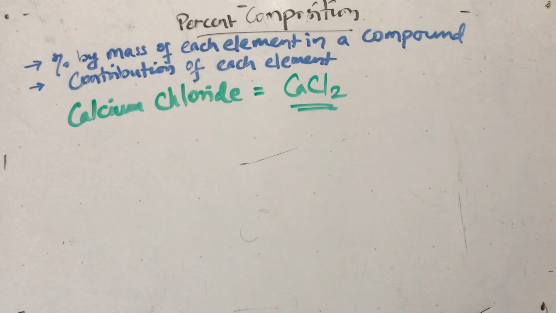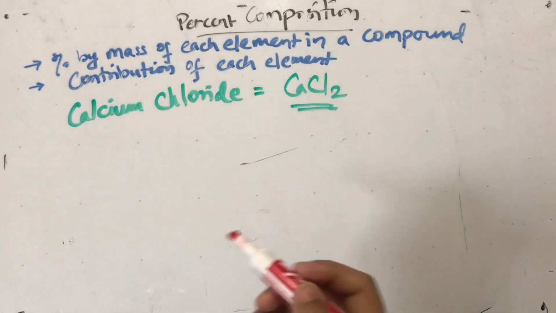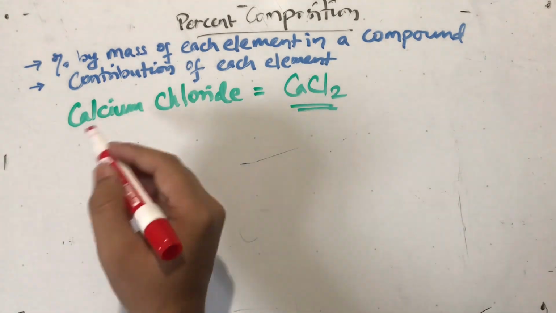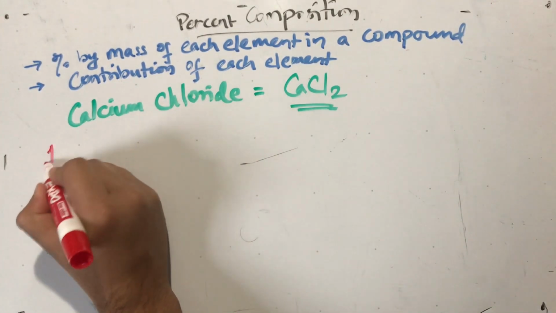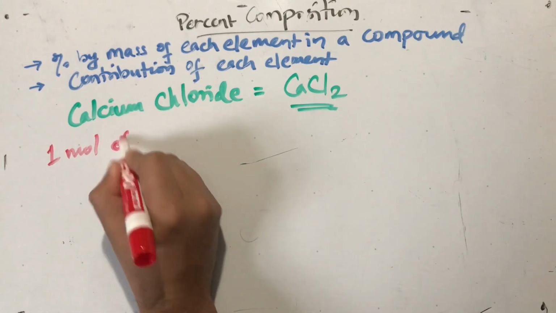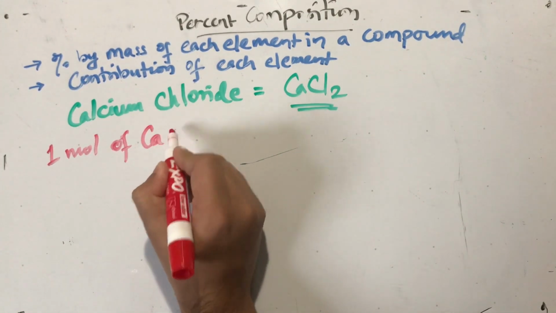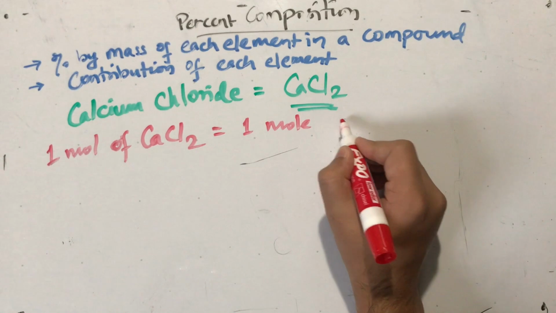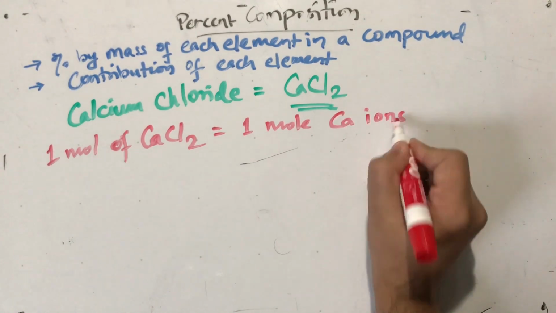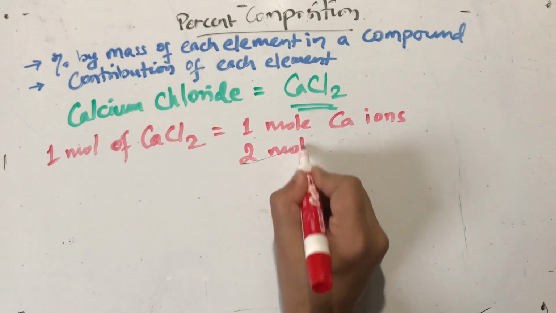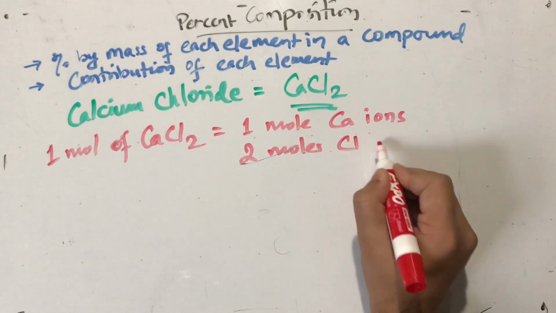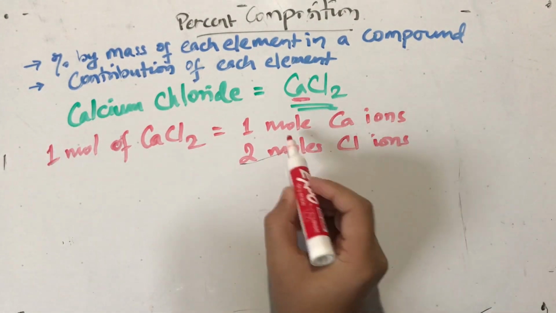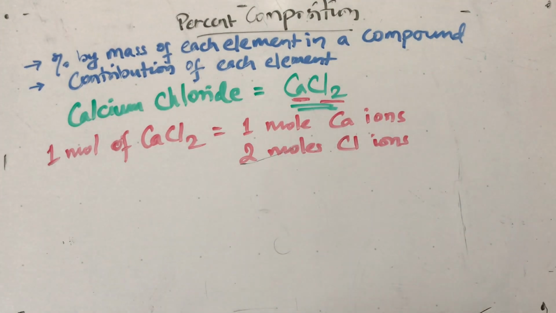Once you have the chemical formula, the first step is to analyze how many moles of each ion are contributed in 1 mole of compound. In this case, 1 mole of calcium chloride has 1 mole of calcium ions and 2 moles of chloride ions.